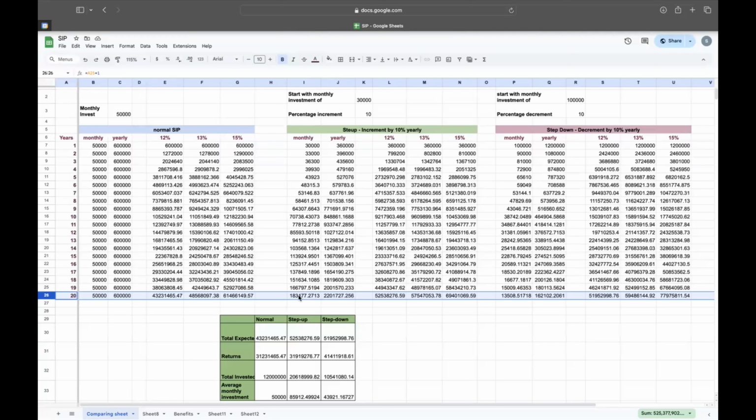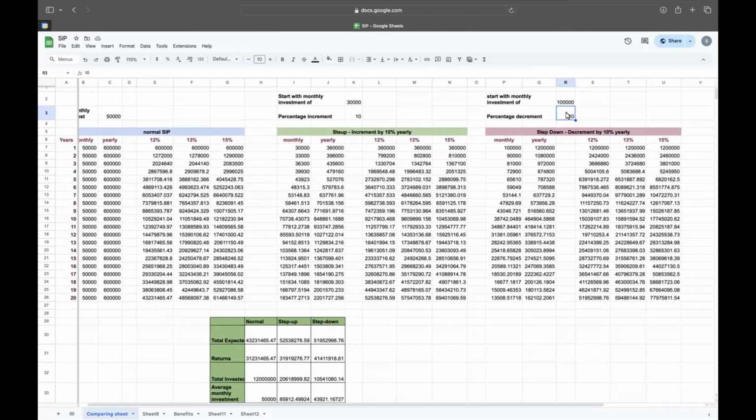Here, our monthly investment is increasing. Similarly, you can see the values depicted for 13% and 15% returns as well. Now let's move on to step down SIP.